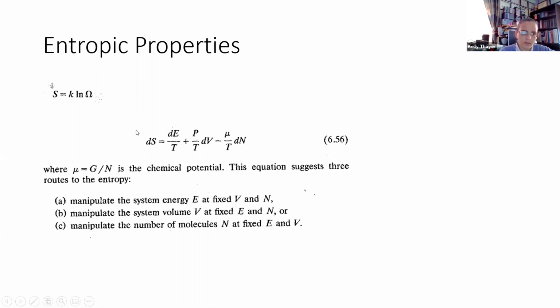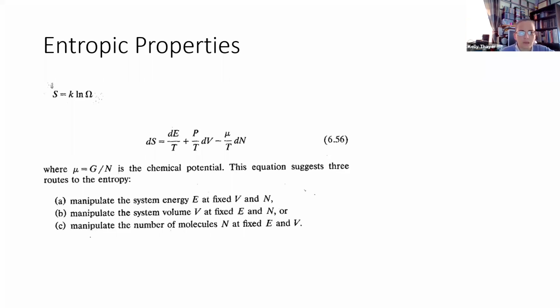More formally, the entropy is described using this thermodynamic relationship involving the energy, temperature, and change in volume and number of particles. Notice that mu is the chemical potential, N is the total number of particles, T is the temperature, V is the volume, and E is going to be the energy. So this suggests a variety of ways to study what the entropy of a system is.